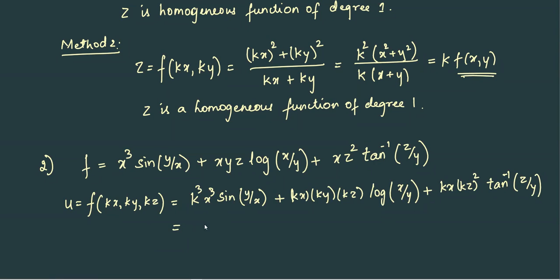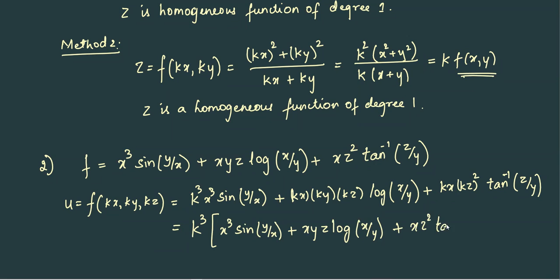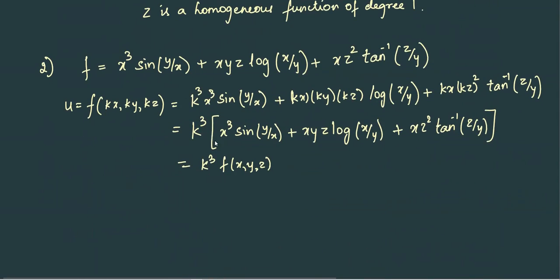So now we can take k cube common. We have x cube sine of y upon x plus x y z log of x upon y plus x z square tan inverse z upon y. Of course, just observing, we can say it is not necessary that we have to do this calculation. In some cases it's very difficult, but just observing, we can say this.